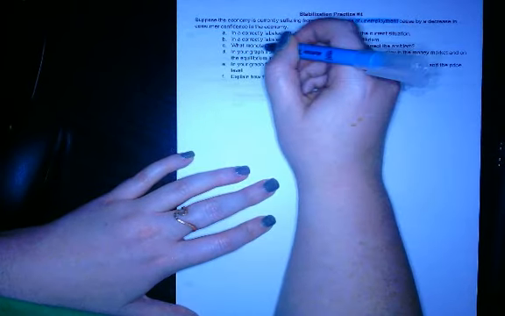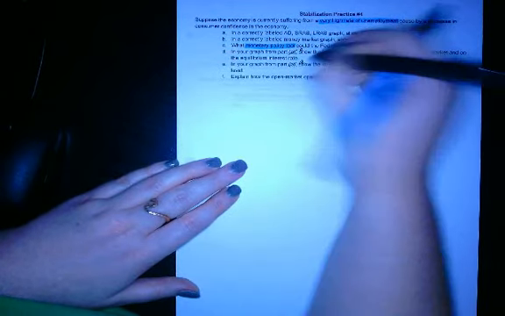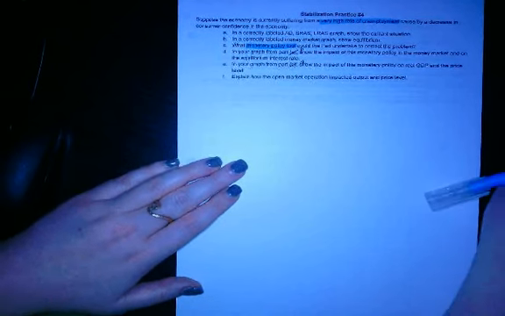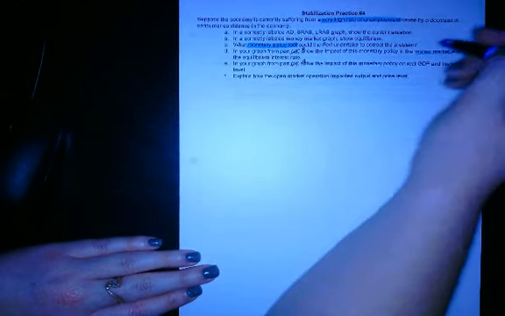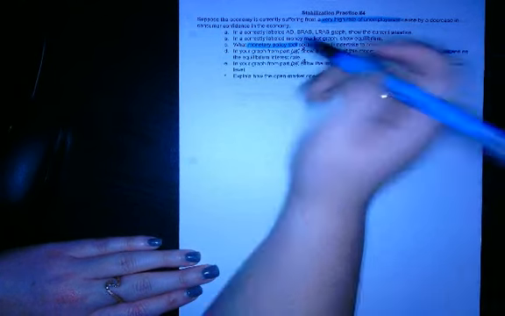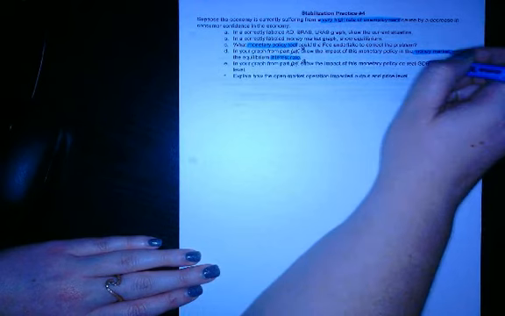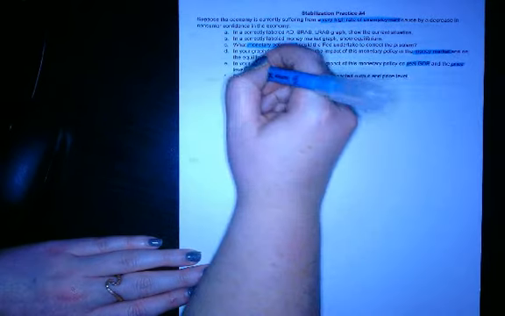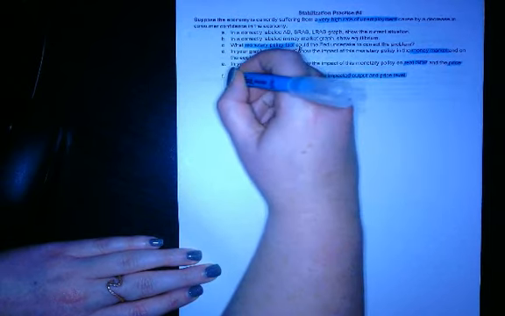In your graph in A, so this should actually be B, and this is A. In your graph in B, you show the impact of monetary policy in the money market and on the interest rate. In your graph in A, show the impact on real GDP and price level, and then explain how the open market operation impacted output and price level.